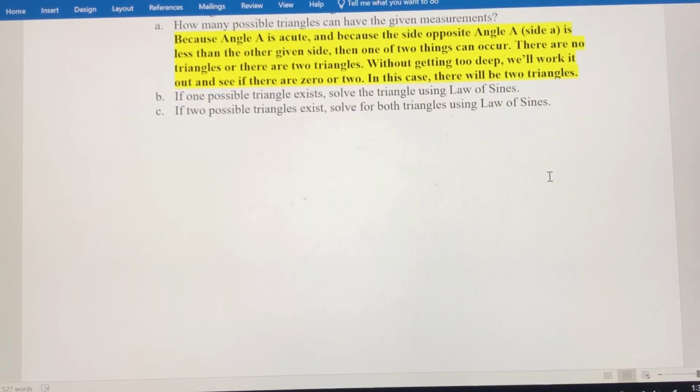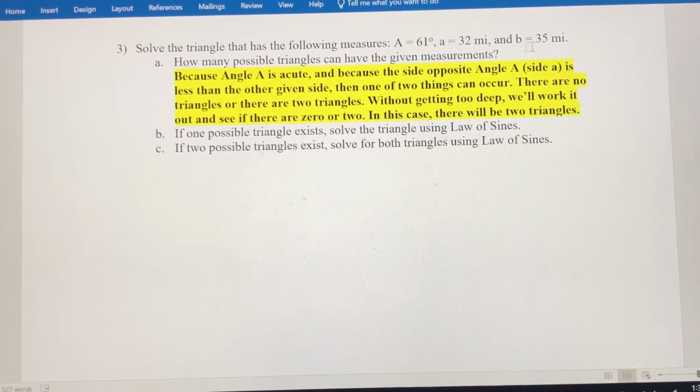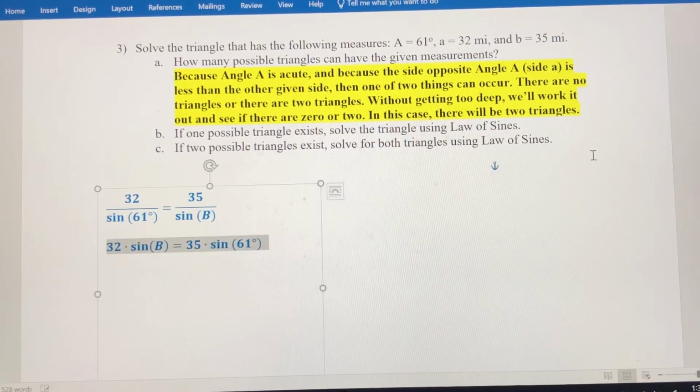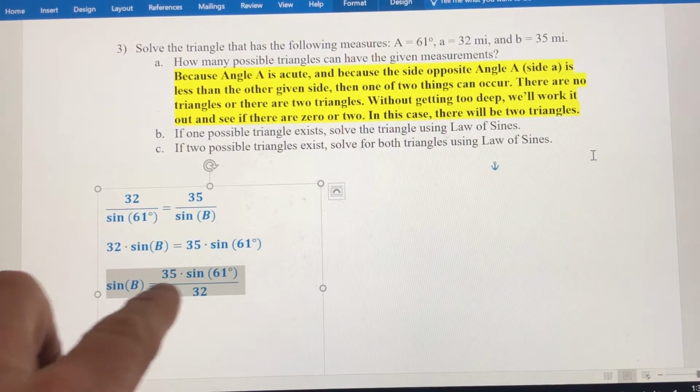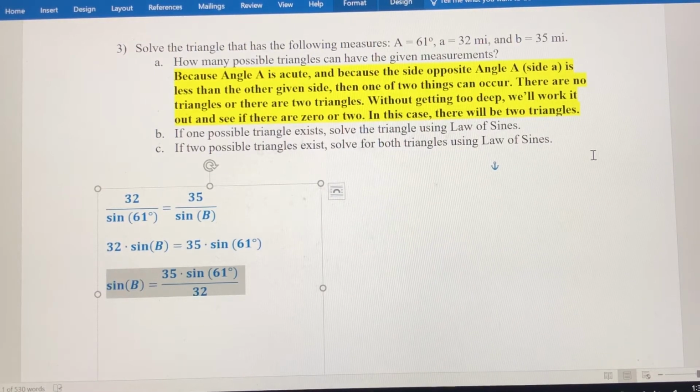So the first thing I'm going to do is find angle B. We've got angle A, side A, and side B, so I want to find angle B first. I'm going to write my equation using those ratios, cross multiply, and divide by 32 to get sine B by itself. Evaluate this ratio and find out exactly what it equals. Just like in part 1 of the video, we want to take this out at least 6 places. The more you take it out, the more accurate your angle for B is going to be.